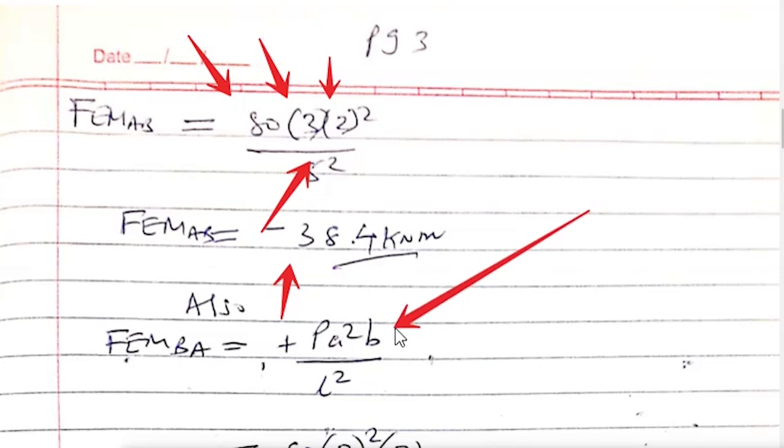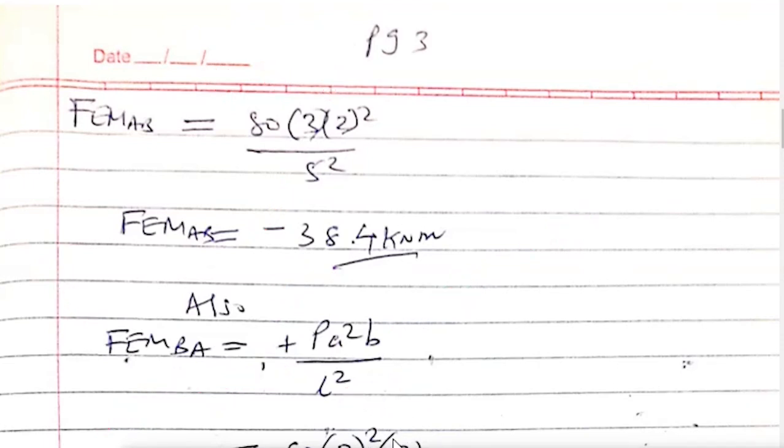The same applies when you consider the fixed end moment between B to A, which is a positive value, the opposite one. Here it is P times the square of A and B, where B is now not squared as in the previous equation, divided by the square of the length, as you see there.